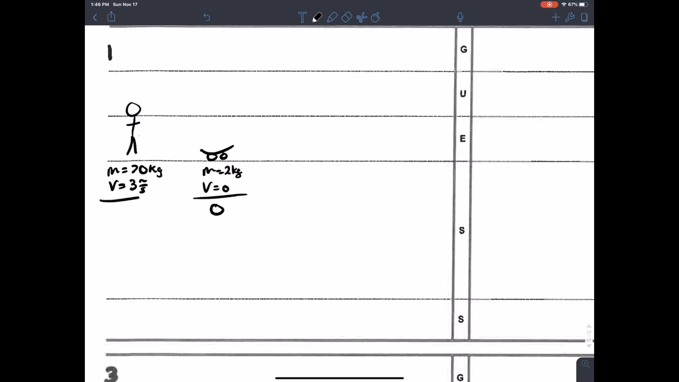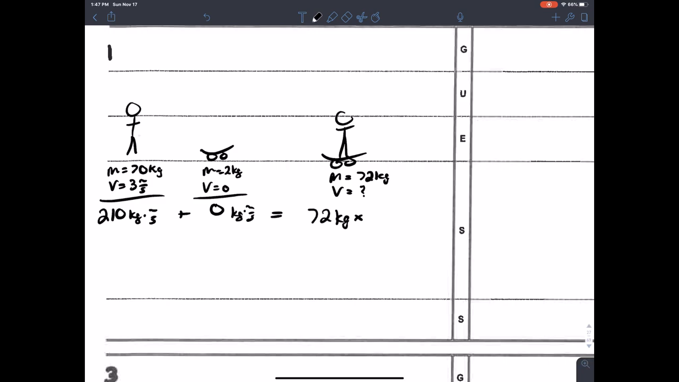So we know the momentum of the skateboard is going to be 0. The girl's momentum is 210 kilogram meters per second. And she's going to be standing on the skateboard afterwards. Now, if she's together with the skateboard and they are both moving together, the combined mass is going to be 72 kilograms, because it's her mass and the skateboard. We don't know the velocity of the girl on the skateboard, but we do know that the momentum afterwards has to equal 210.